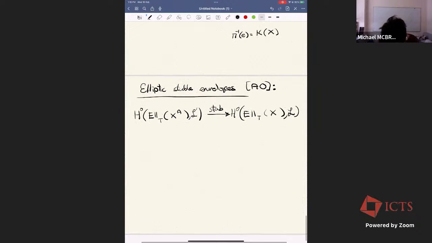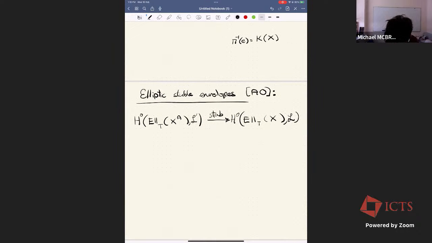Even that is not fully accurate. So recall that the K-theoretic stable envelope depends on a slope. This is inside the Picard group.